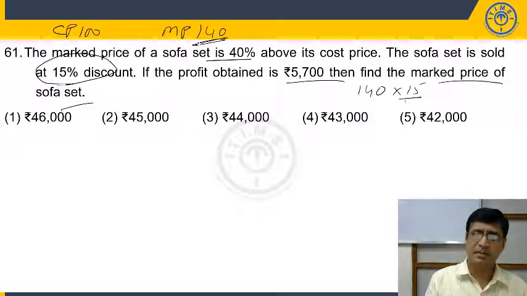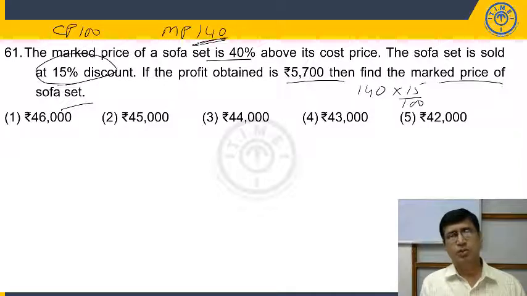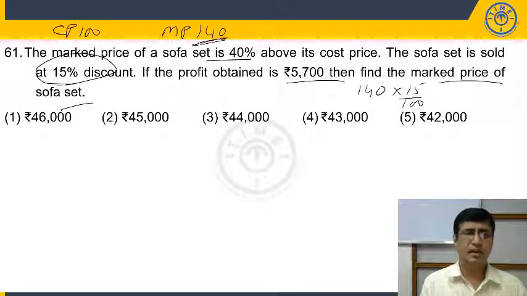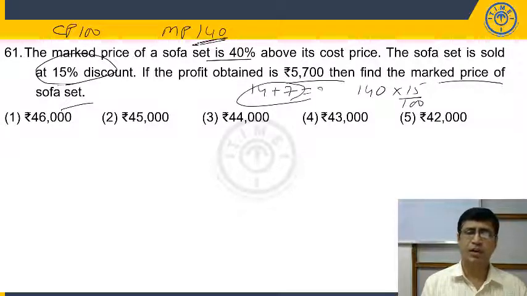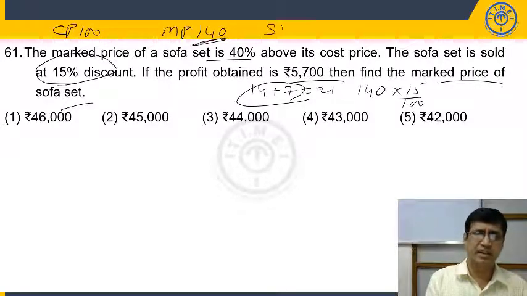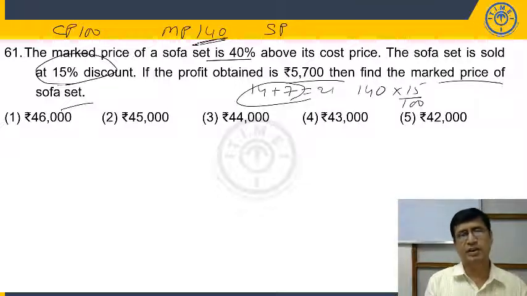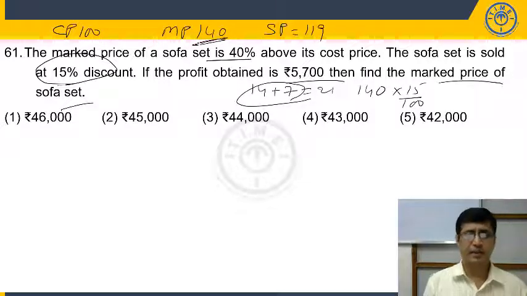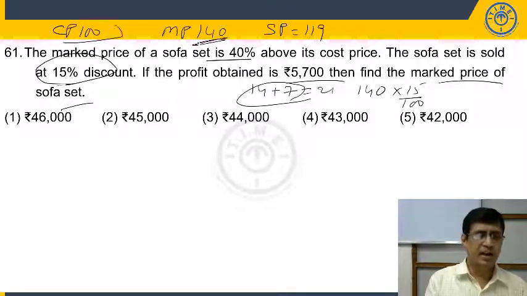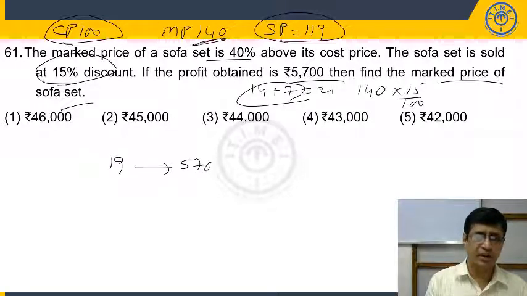So how much is the 15% value? Simplify this. 10% is equal to 14. 15% means 14 plus half of that value. Half of 14 is 7, so it is 21. When 21 is subtracted, what is the selling price? Selling price is 140 minus 21, so it is 119. When the cost price is 100, the selling price is 119, meaning the profit here is 19. So 19 is equal to 5700.